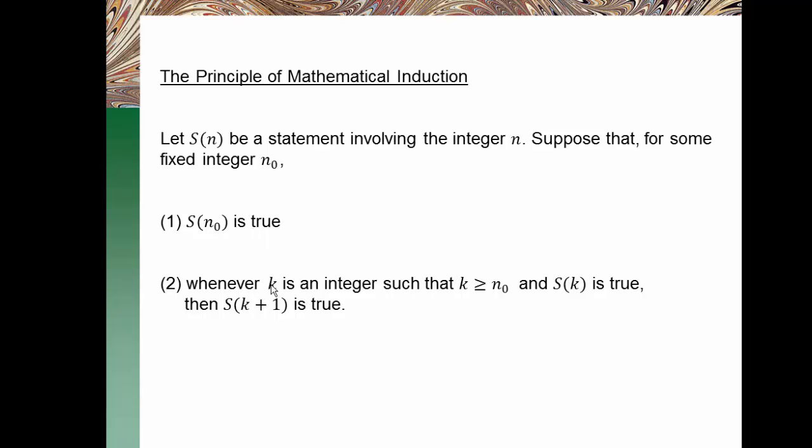Pick any integer k that is greater than n0. Assume that the statement about k is true, and verify whether that can be used to show that the statement about the next integer, k plus 1, is also true. If both are true and verified, then we can conclude that the statement about the integer n is true for all integers that are greater than n0.